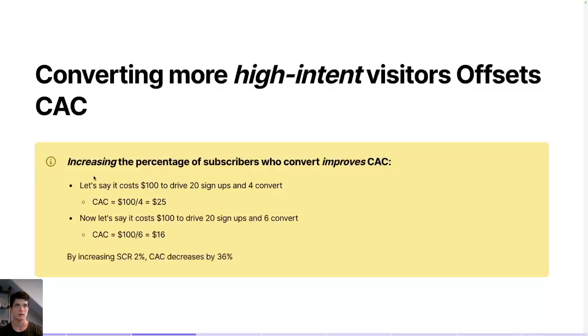So for example, let's say that it costs $100 to drive 20 visitors who sign up and 4 of them convert. So 100 divided by 4, $25. Now let's say you spend the same amount and get 20 signups where 6 of them convert. So just by increasing the subscriber conversion rate by 2%, your CAC decreases by 36%, or it's offset by 36%. And that's because you're getting more out of the budget that's required to get people to the site and sign up for an offer.